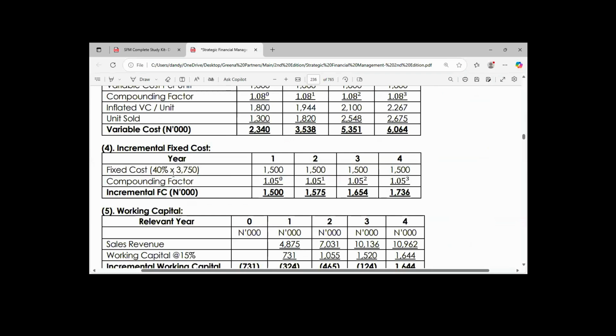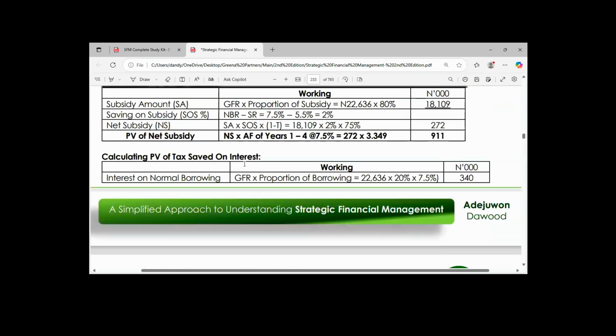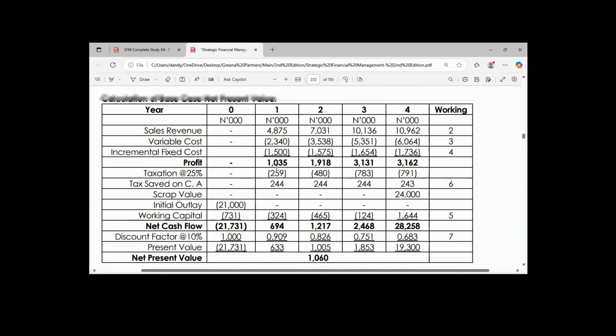Okay, so here is the 40% of the 3,750, which is 1,500. The inflation rate on fixed overhead is 5%. Therefore, 1,500 multiplied by 1.05 produced 1575. 1575 multiplied by 1.05 will give us 1654. 1654 multiplied by 1.05 gives us 1736. Then you go and post. Okay, so that's it here.